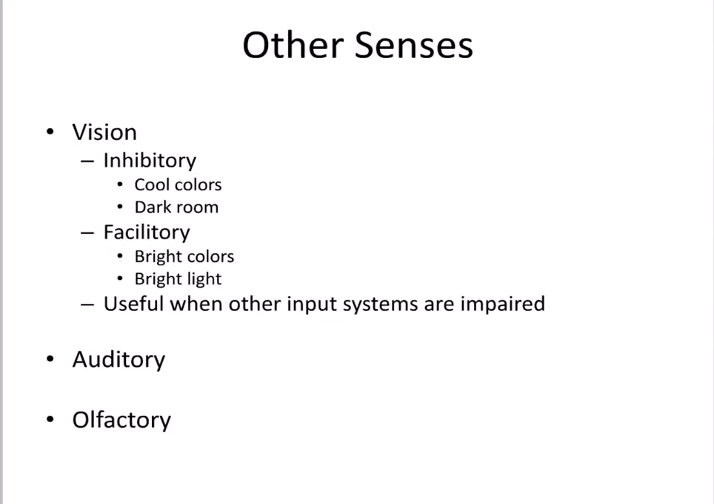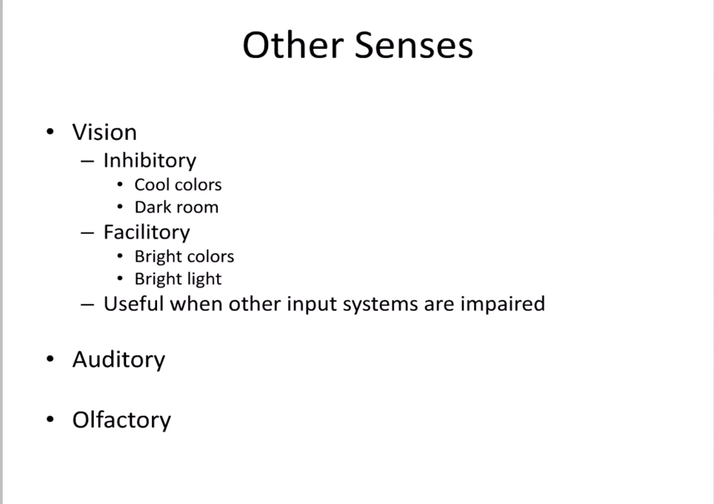And finally, there are other senses. You can use all the senses to input information into the CNS. Vision: to inhibit the CNS, you're going to use cool colors or a dark room. This is going to be important when working with a patient who is agitated or even hostile, such as a patient who has had a brain injury. You want to bring them into a darker, individual treatment room with cooler colors.